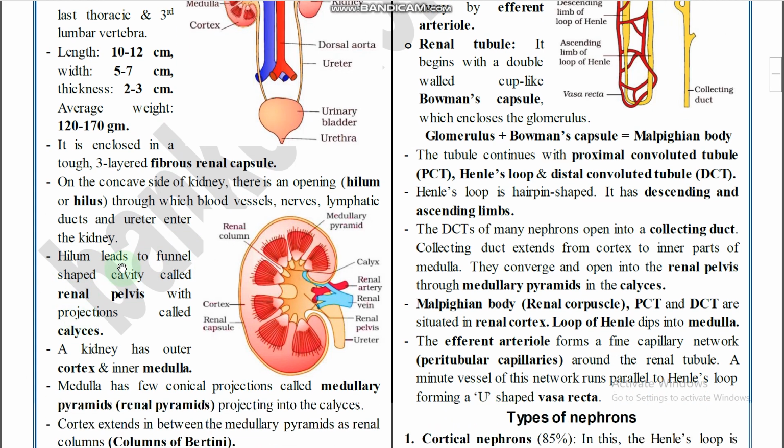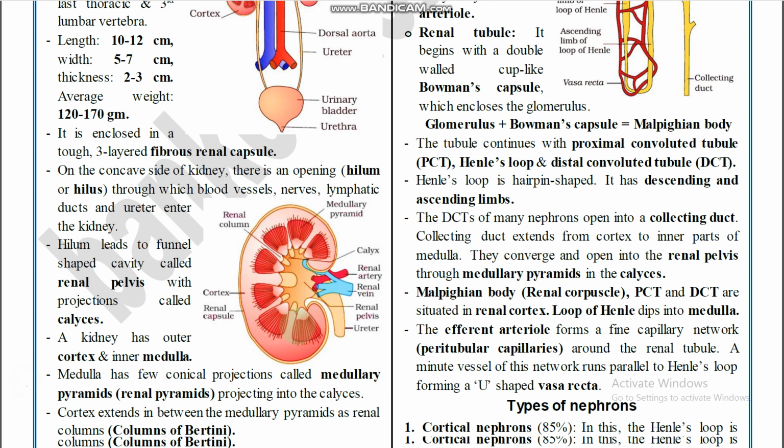Hilum leads to a funnel-shaped cavity called the renal pelvis. This is the renal pelvis. Kidney labeling is the most important, so all the labelings are most important. The renal pelvis has projections called calyces.